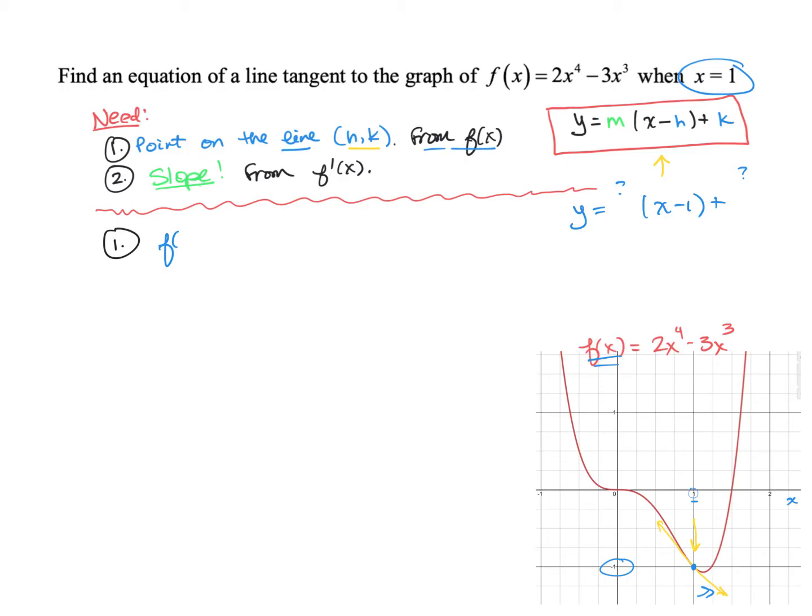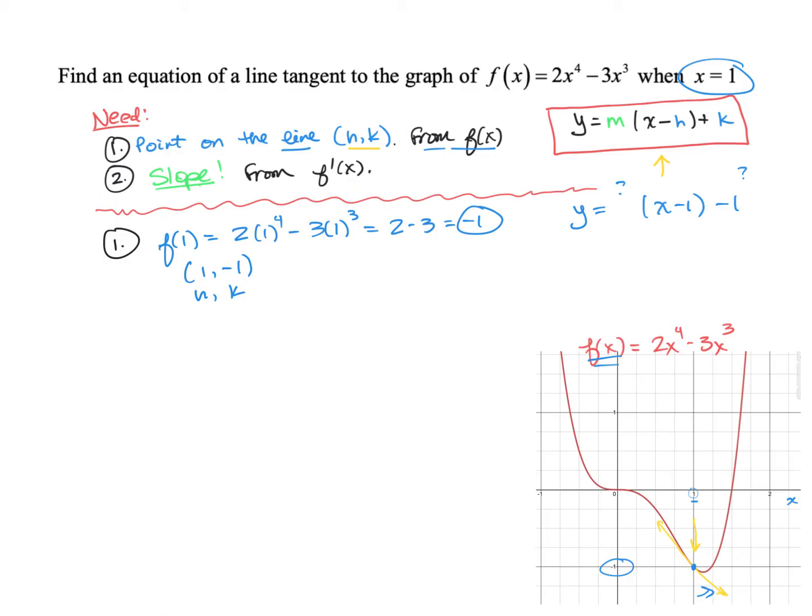We already know the x, so we're going to put f of 1 and plug that in. 2 times 1 to the 4th, minus 3 times 1 cubed, and that's going to give us 2 minus 3, which equals negative 1. Now you can see negative 1 is this point, so my point is 1 comma negative 1, where this is my h and this is my k. So we have y equals negative 1 plus, actually plus a negative 1, that's gross, so we're just going to write minus 1 here.